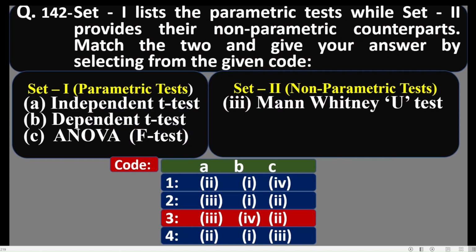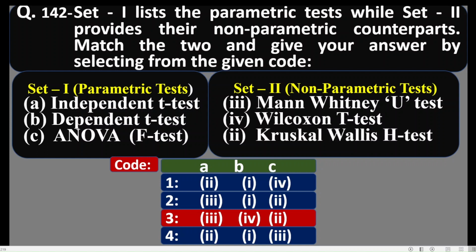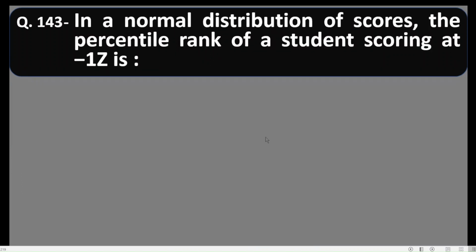Set 1 A is related with number 3 of set 2, independent t-test, Mann-Whitney U test. These are the counterparts of each other in parametric and non-parametric. Dependent t-test, the best option of this test is the Wilcoxon t-test in non-parametric. And for ANOVA, the best option in non-parametric is the Kruskal-Wallis H test. So option number 3 is correct, where A is connected with 3, B is connected with 4, and C is connected with 2.